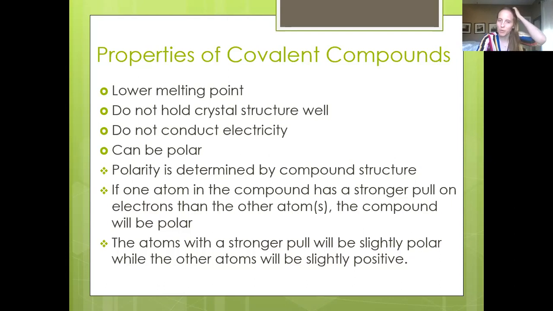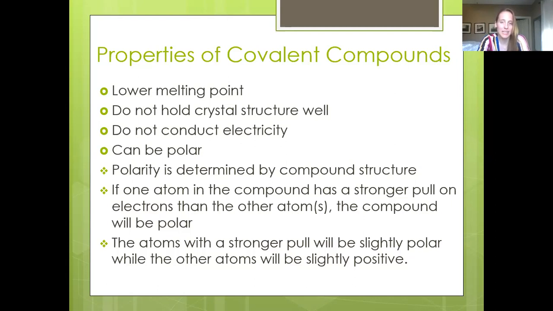And so when we're talking about polarity, essentially what that means is that there is an unequal sharing of electrons in the bond between the different atoms of that compound. So this happens when one atom of the compound has a stronger pull on the shared electrons than the other. And we can determine polarity based on the structure of the compound.